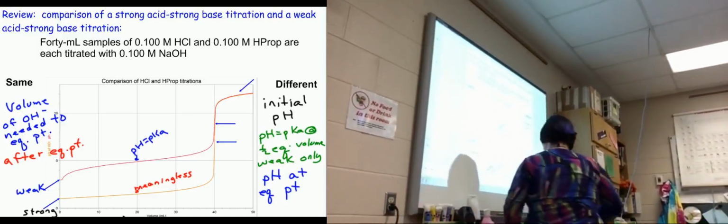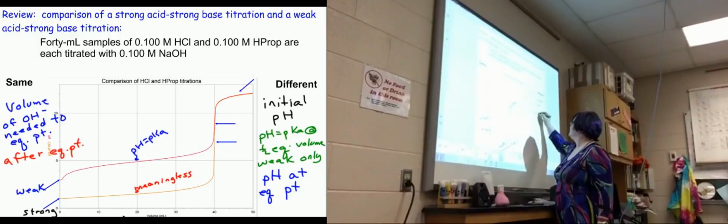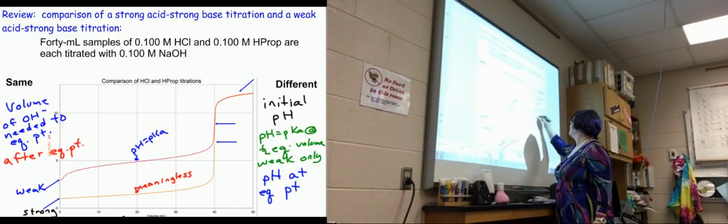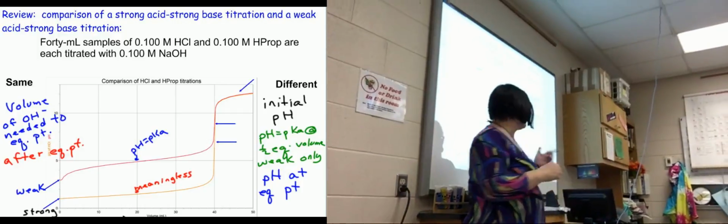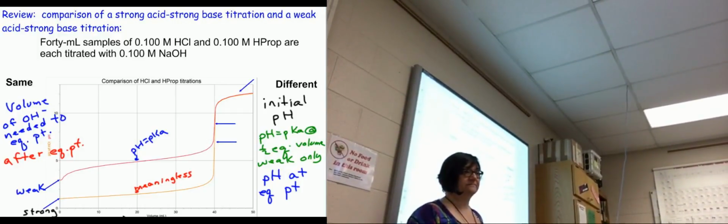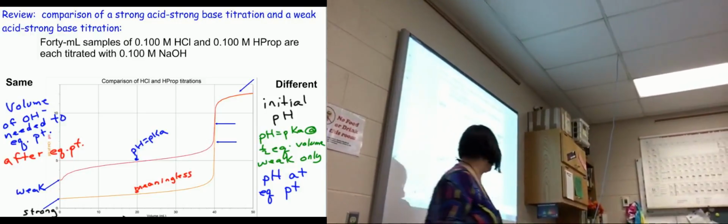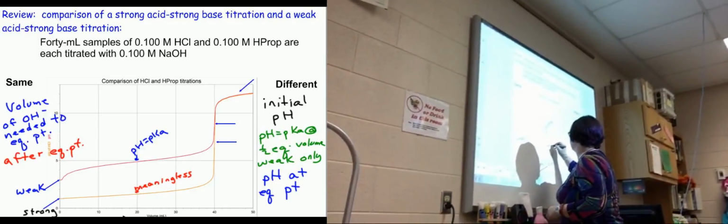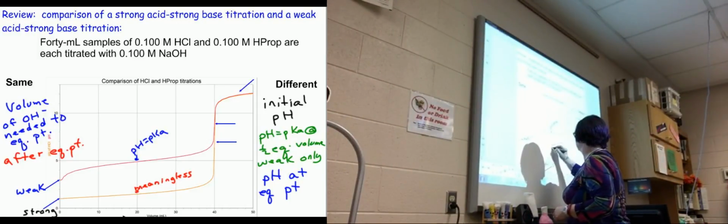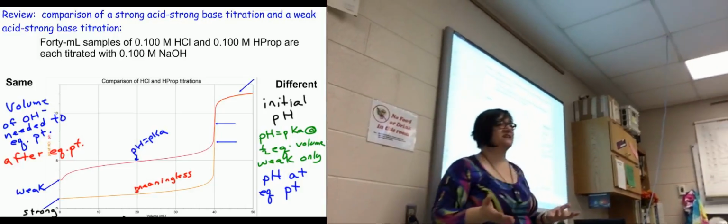So if we go back to our original graph, the pH is the pKa at half the equivalence volume for weak only. pH equals pKa does nothing for the strong one, it's meaningless. I mean, it gives us a pH, but it's nothing special or significant.